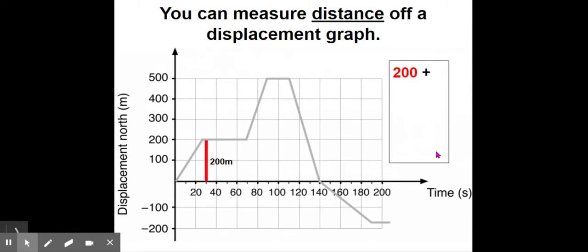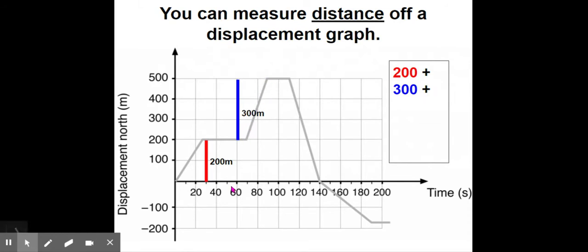Okay, let's see. So how far do they go in this? You can measure. Let's say it's a dog again. Say the dog went 200 meters up to here, because you can tell it went to 200, and then it rested for a while here, because see, it didn't displace anymore for some seconds. Let's see, 30, 40, 50, 60, 70 seconds. It just stayed put, didn't do anything. And then they started moving again, up to here. So moving from 200 to 500, that's 300, okay?